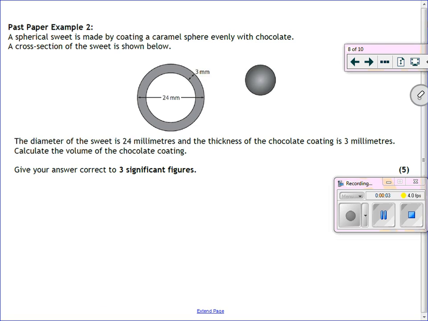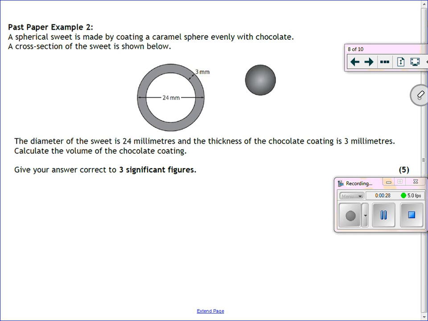Okay, the next one that we're going to look at is another volume question. This time it involves the difference of two volumes. It says a spherical sweet is made by coating a caramel sphere evenly with chocolate. So the caramel sphere is the bit in white in the middle here. Chocolate is the grey bit around the outside.